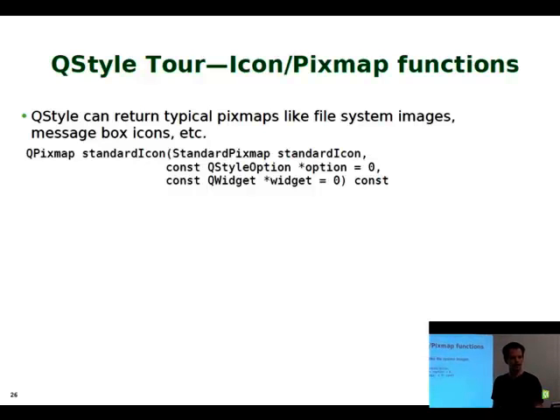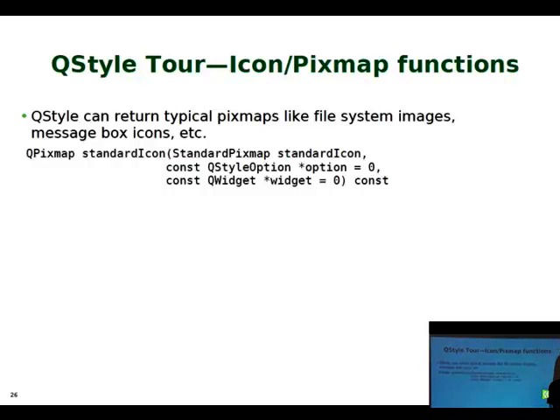There is also a function that returns a pixmap or an icon. This is used in order to give a proper icon. For example, for open, you can ask for the standard open icon on the platform.